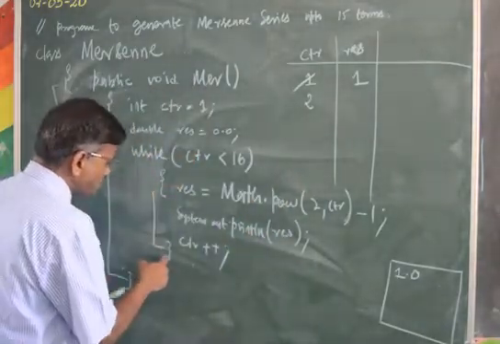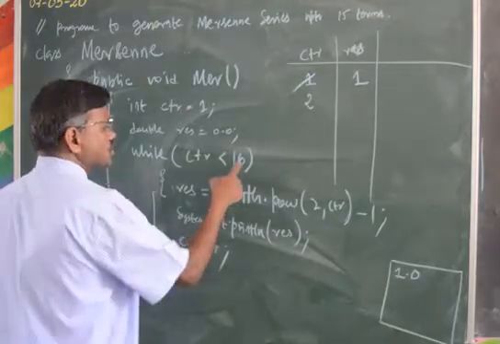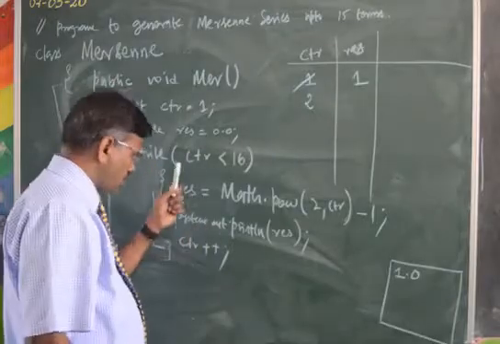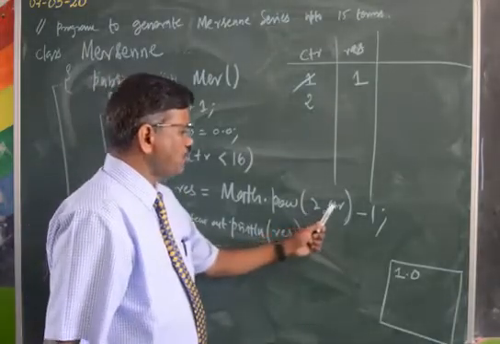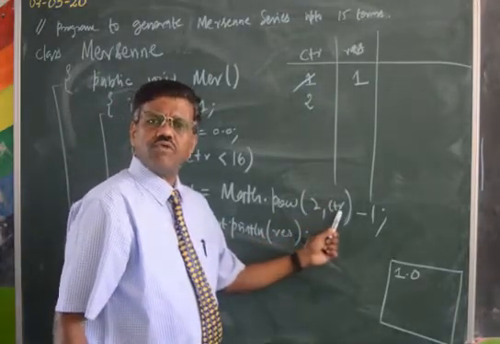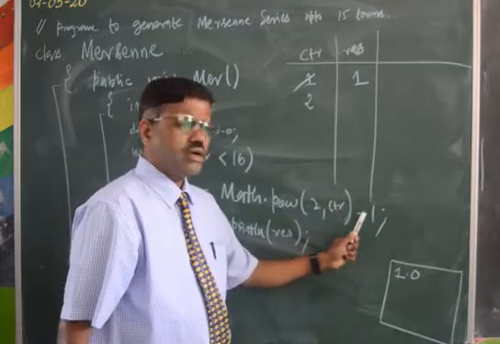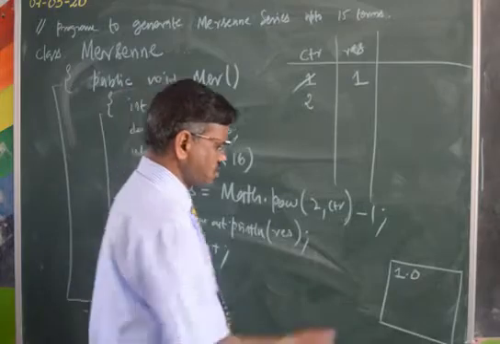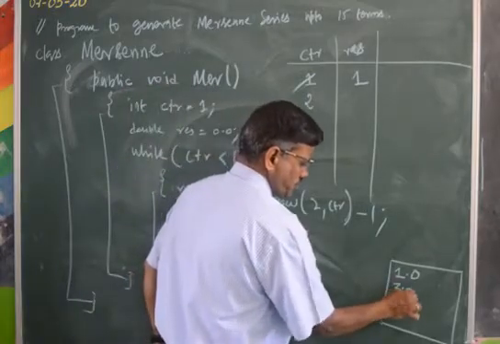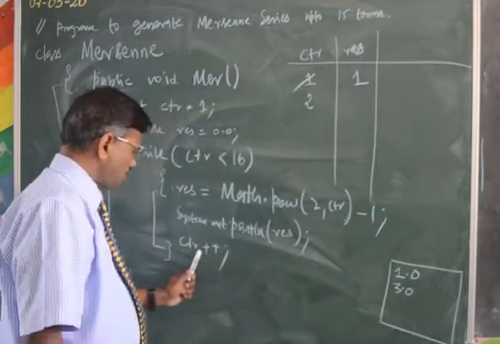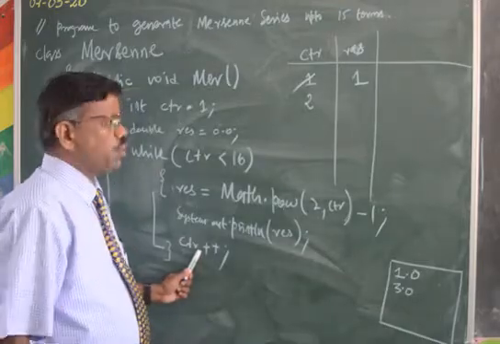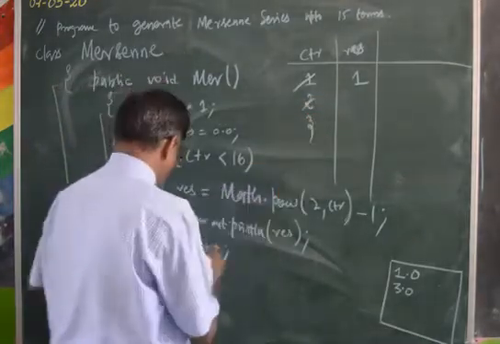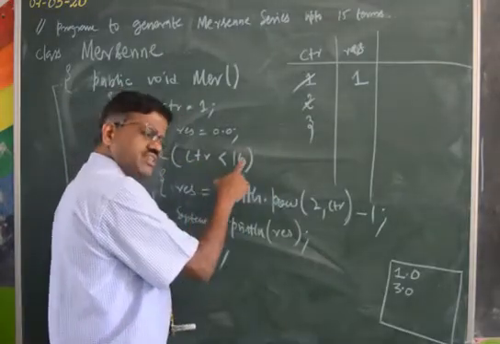Because the loop body comes to an end, it goes back up here. Is counter less than 16? Yes. It comes down. 2 to the power of 2 is how much? 4. 4 minus 1 would be 3. 3 will be stored in result. Display that result. 3.0. It comes down. The counter value is increased by 1. So 2 plus 1 becomes 3.